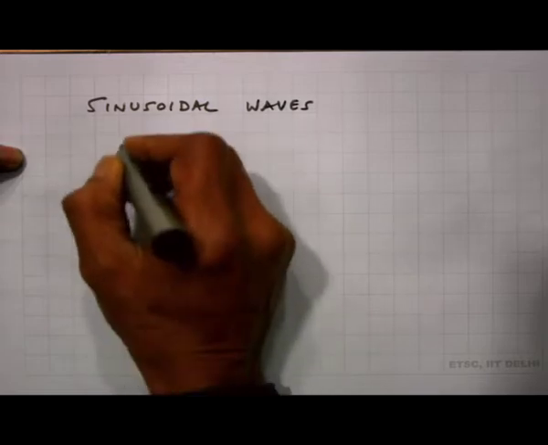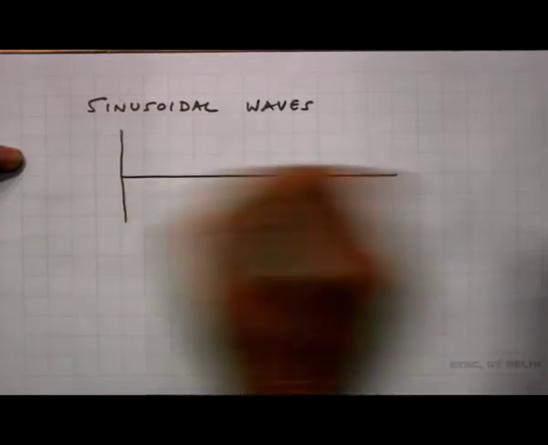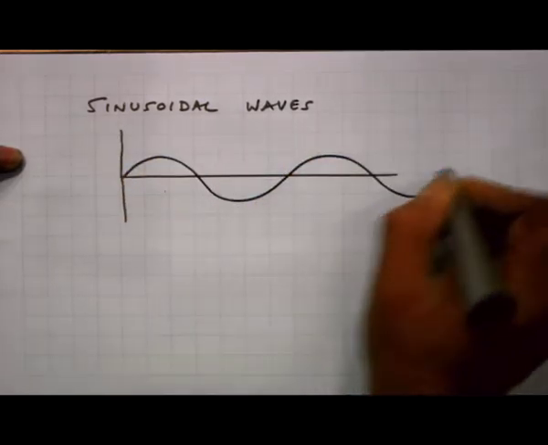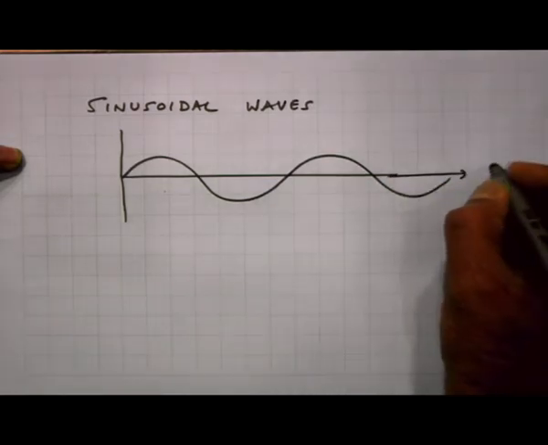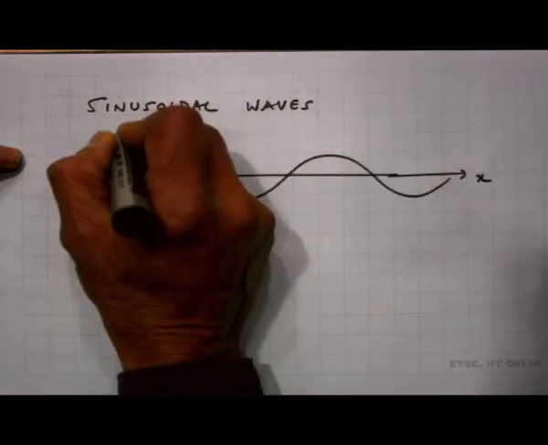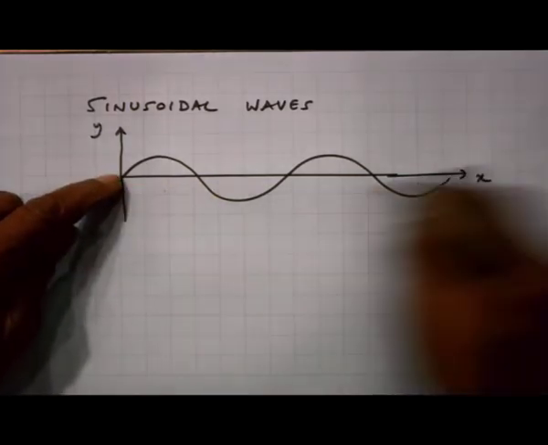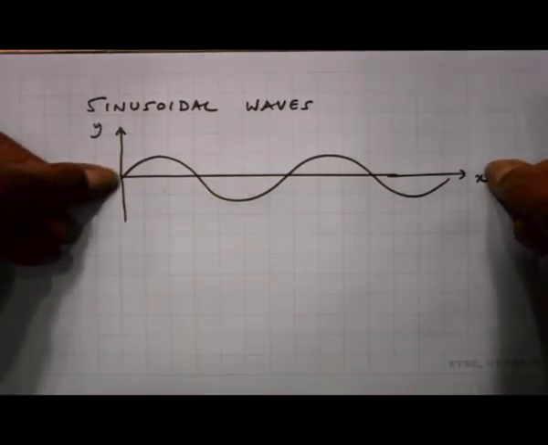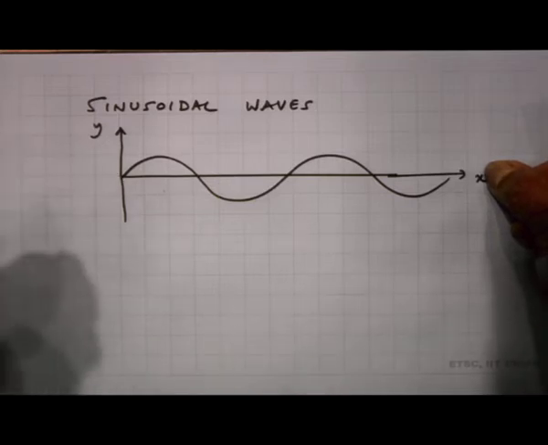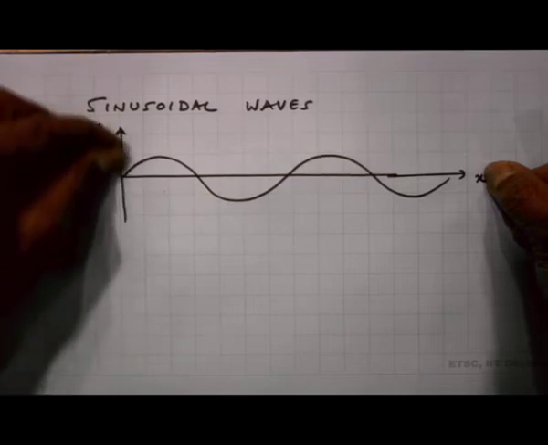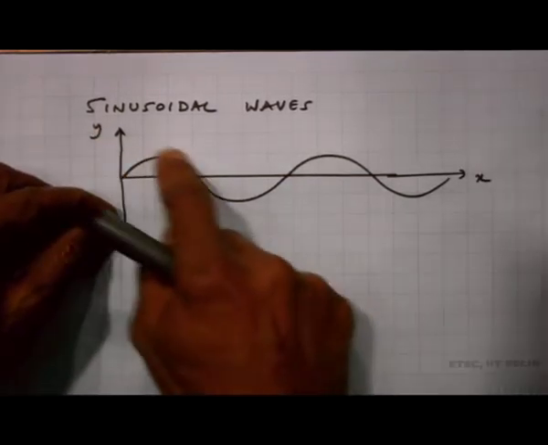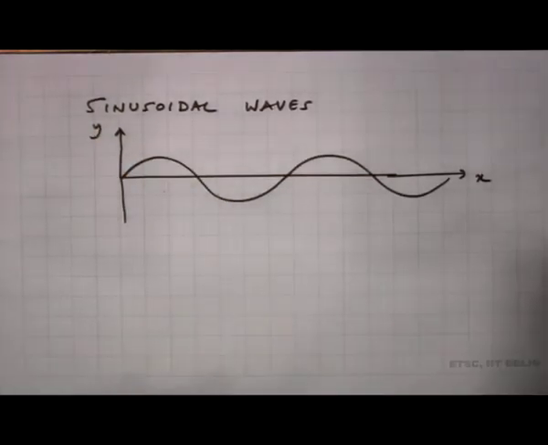So, these waves are something like this. For example, this could be a function of x, this is y. So, I have a string which is along the x axis, and I take the end of the string and move it up and down periodically.